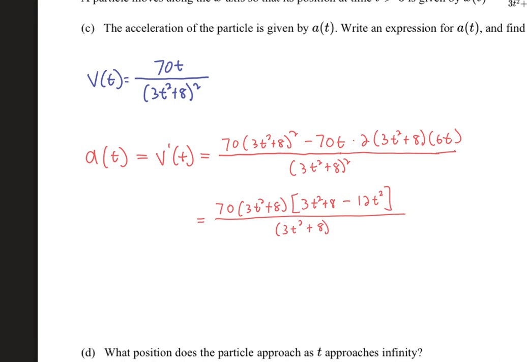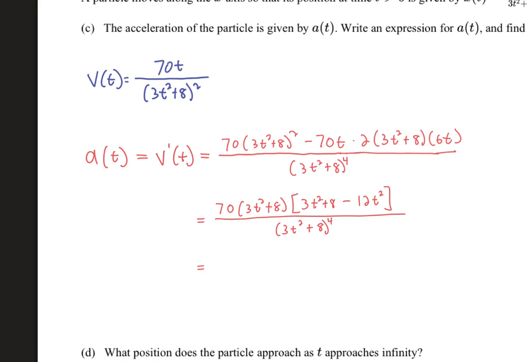Oh, wait. Whoops. Here I made a mistake. This should be to the 4th right away, because when you do the quotient rule, you have to square the bottom. And when you square a square, it should be to the 4th. Okay, so you see that should be to the 4th, and then that's to the 4th there.